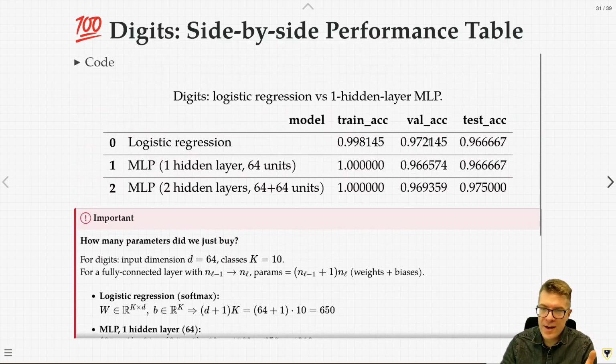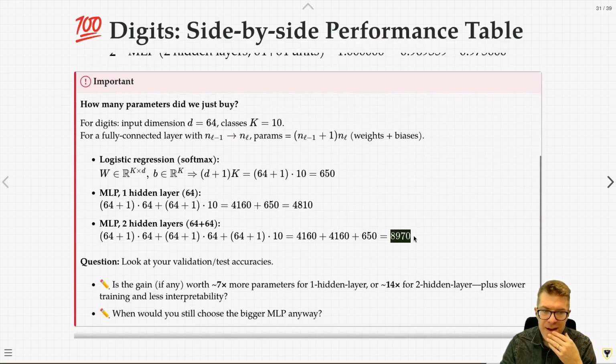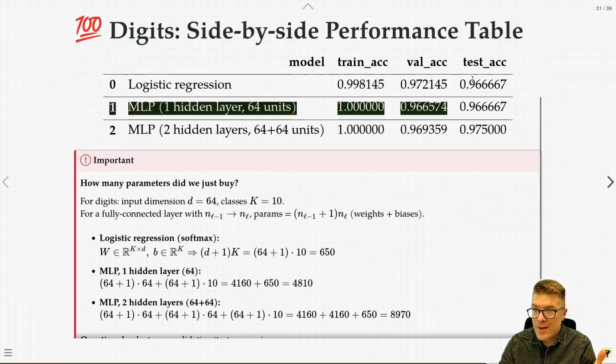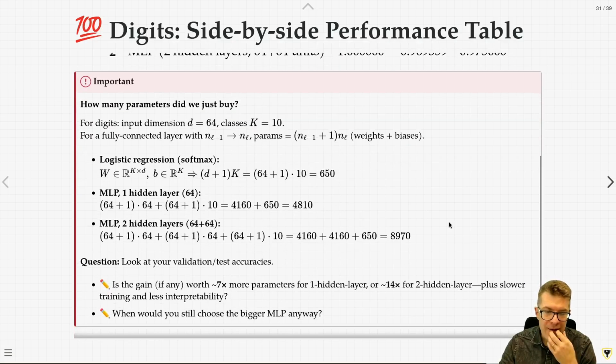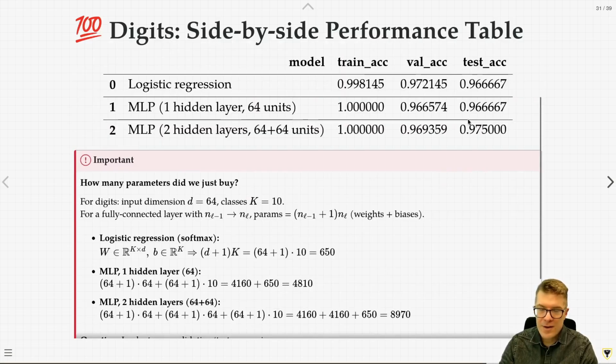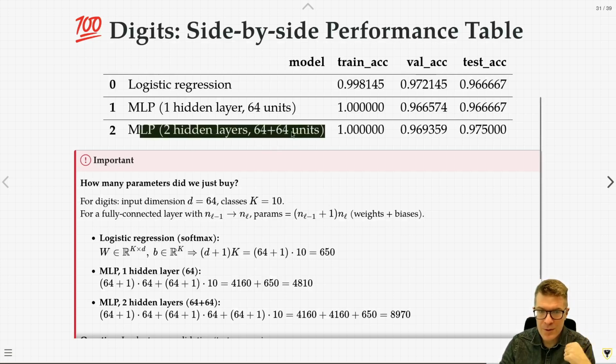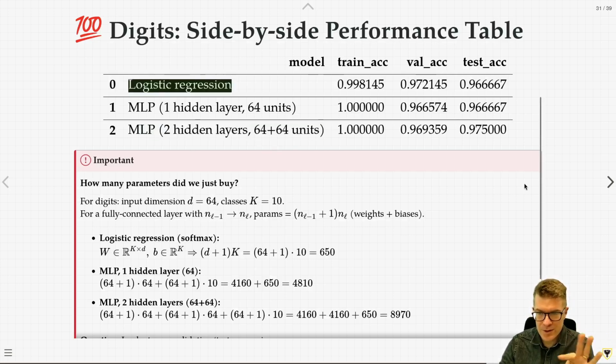So look again at our validation and test accuracies and ask yourself, is the gain, if any, between simpler models and our neural network models worth either 7 times more parameters or 14 times more parameters? Like, is it worth it, right? We did 14 times more work in some sense, speaking very loosely, in this most complicated model than with this most simple model in this experiment, okay?